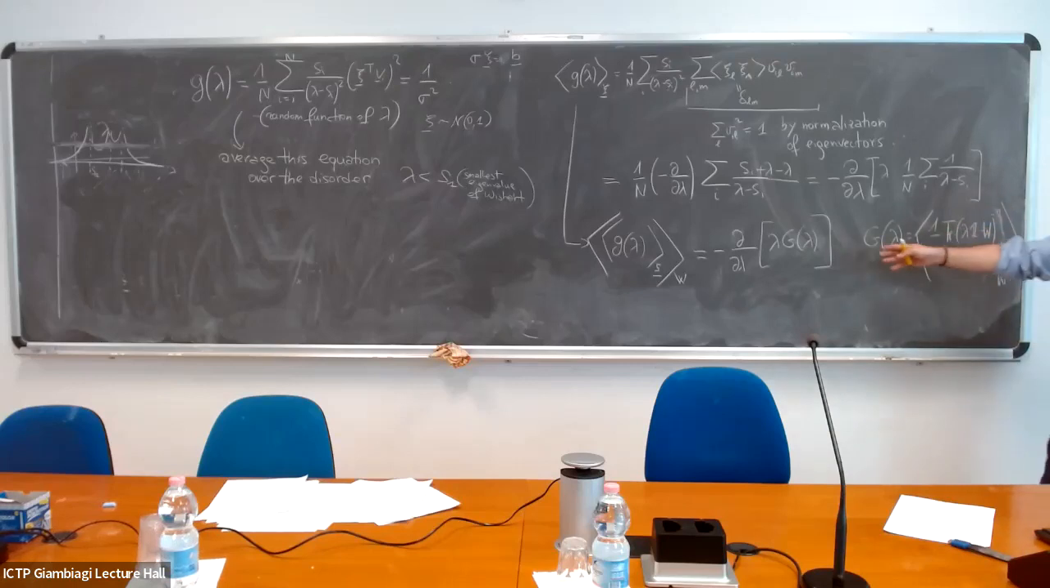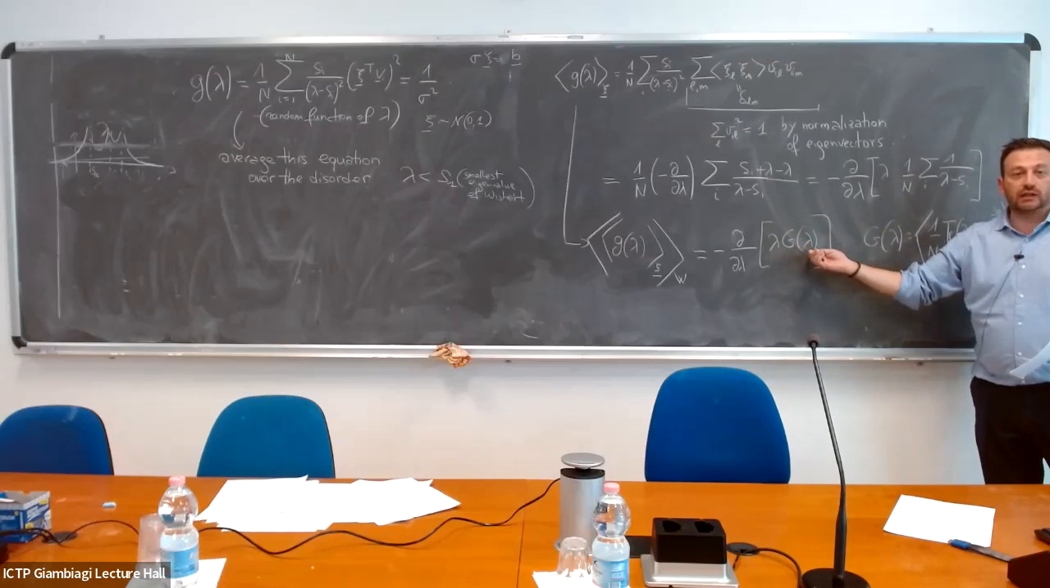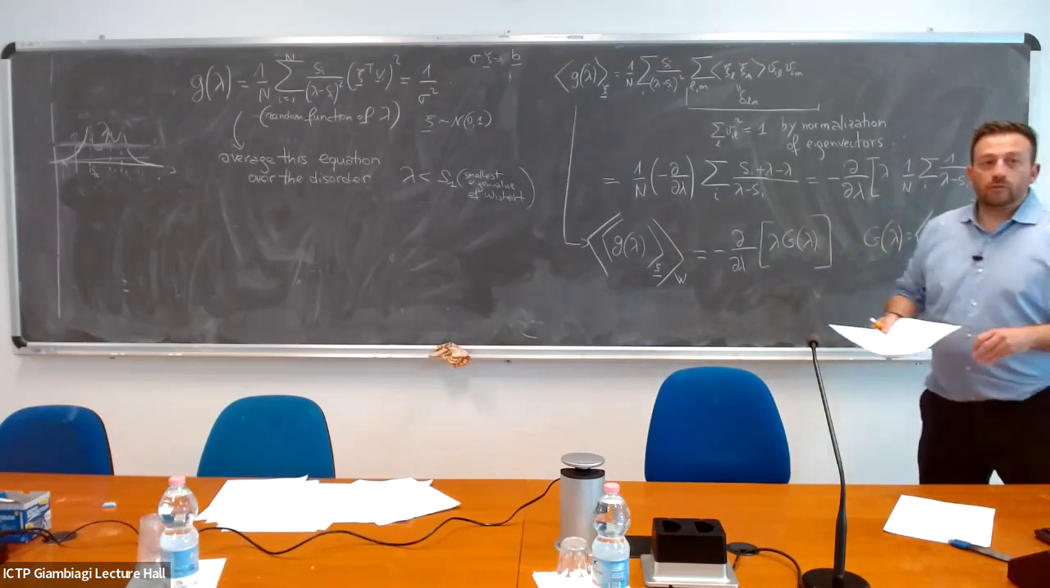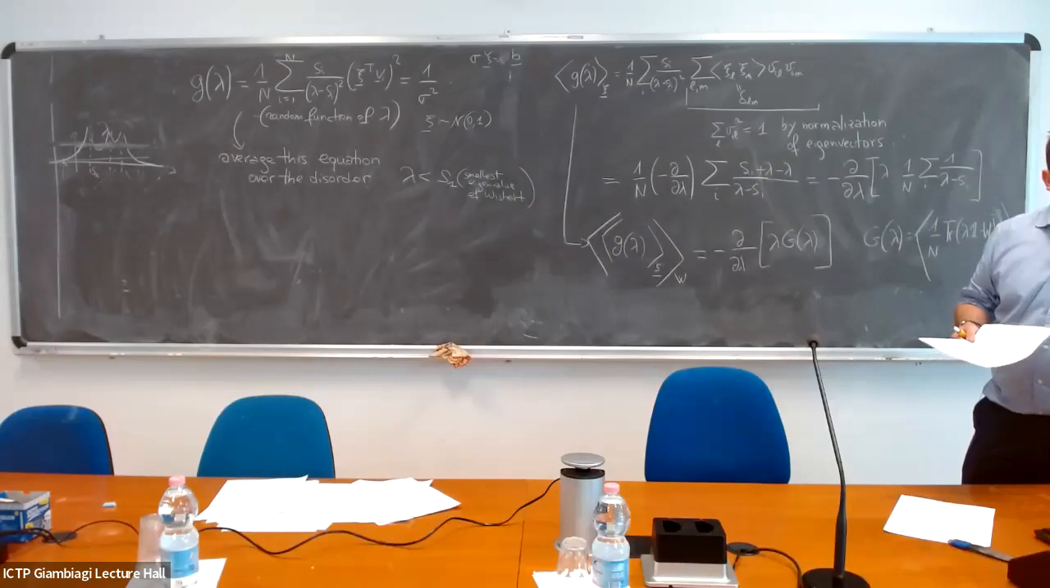So essentially, we have an explicit expression provided that we can compute the average resolvent of the Wishart matrix, which is something that we essentially, with Mark, have touched on sideways. Yes? Sorry, just a little thing. We said that we constrain lambda to be smaller than S1, which is an eigenvalue of the Wishart matrix. Yes. But we are averaging over the Wishart matrix.